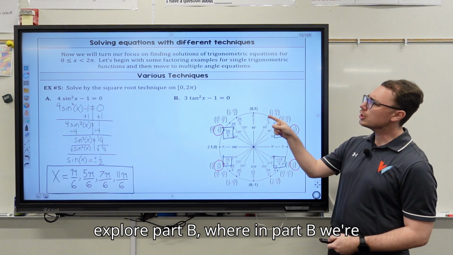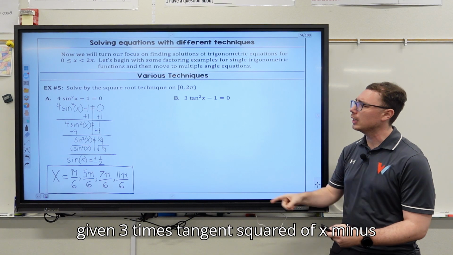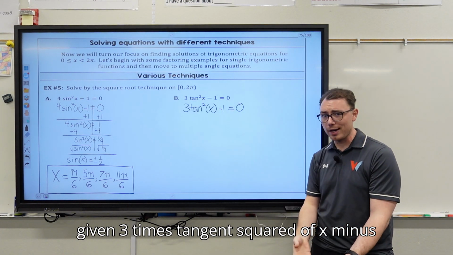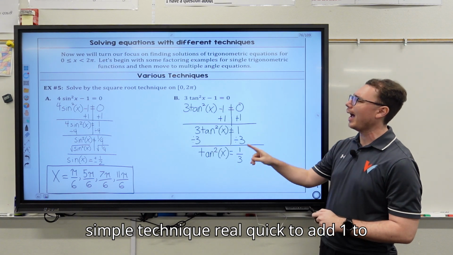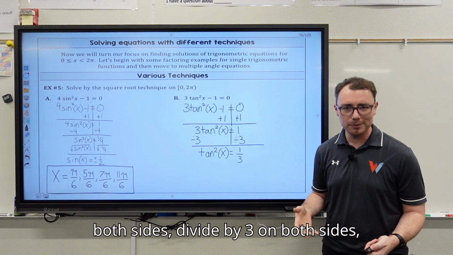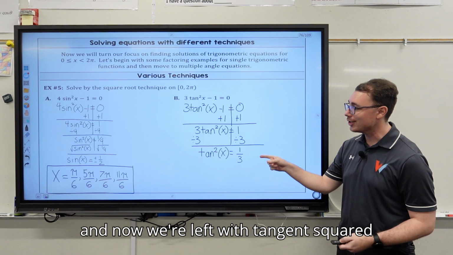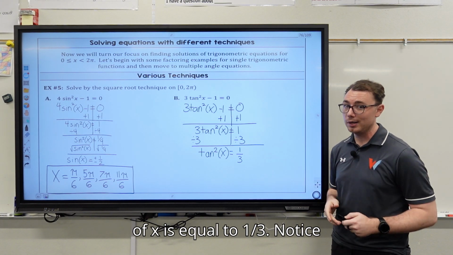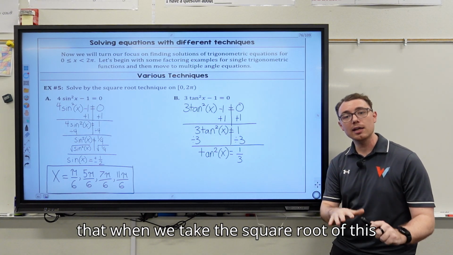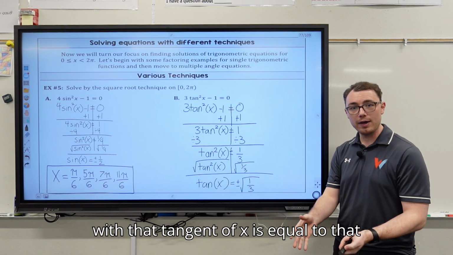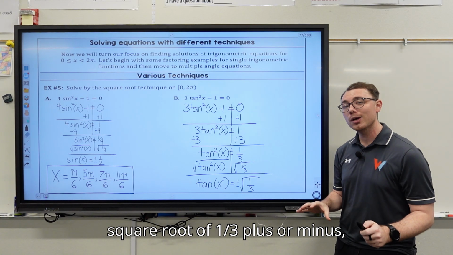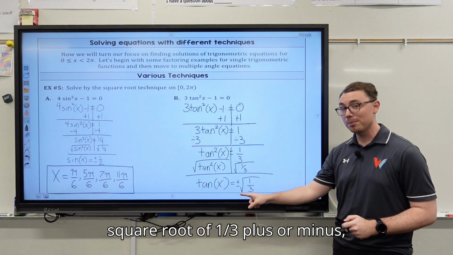Now let's explore part B, where we're given 3 times tangent squared of x minus 1 is equal to 0. We're going to use that simple technique real quick to add 1 to both sides, divide by 3 on both sides, and now we're left with tangent squared of x is equal to 1/3. Notice that when we take the square root of this trigonometric equation, we're just left with tangent of x is equal to the square root of 1/3, plus or minus though.